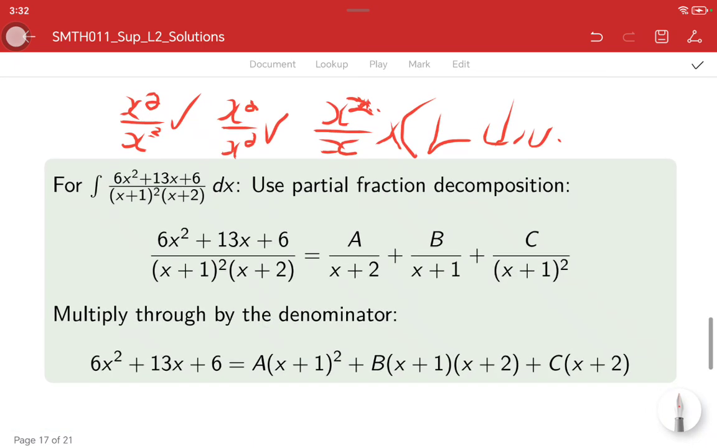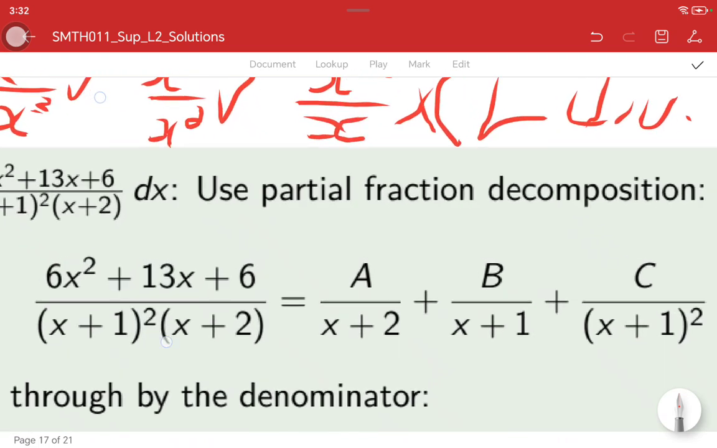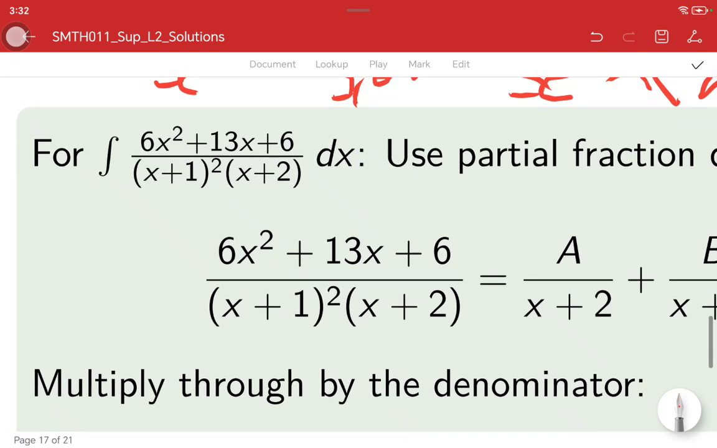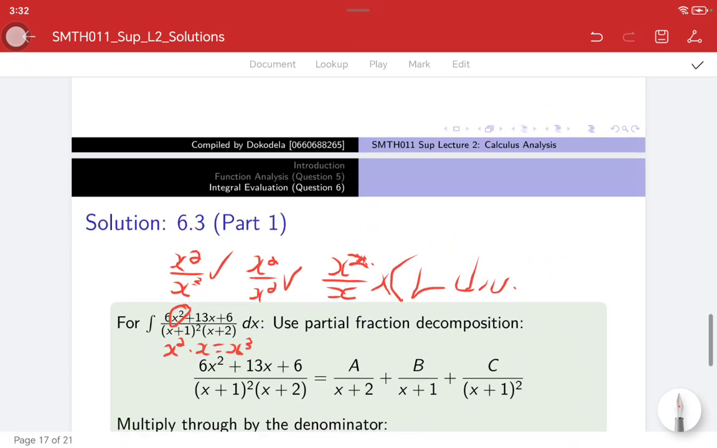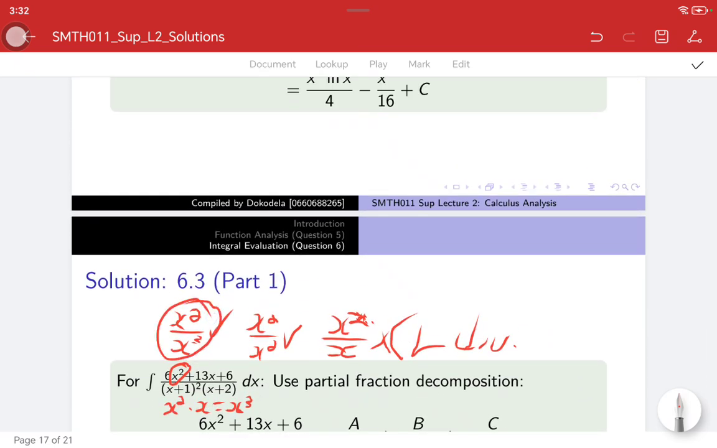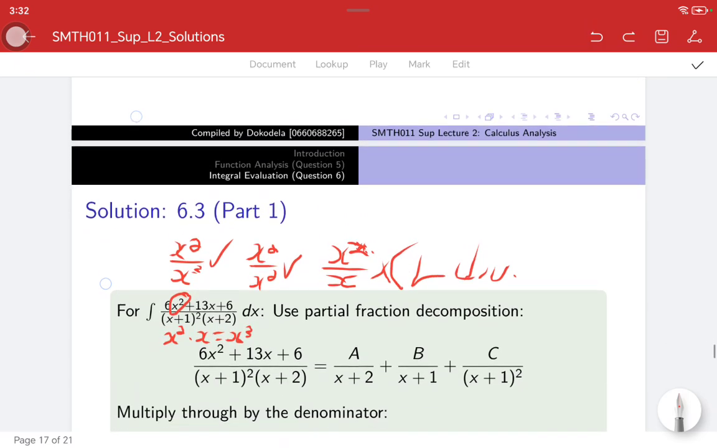Now we come to this one. Let's check the highest degree of the denominator. If we check the first expression, this one gives us x squared, right? We check the second one, it gives us x. x times x squared is x to the 3. So the highest degree of the denominator is x cubed, and the highest degree of the numerator is x squared. So this is the first case, and we can now apply partial fraction. So we can use partial fraction decomposition.